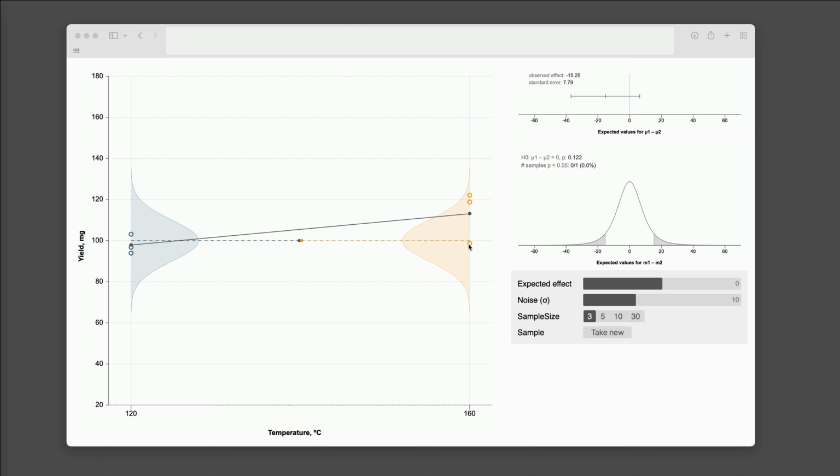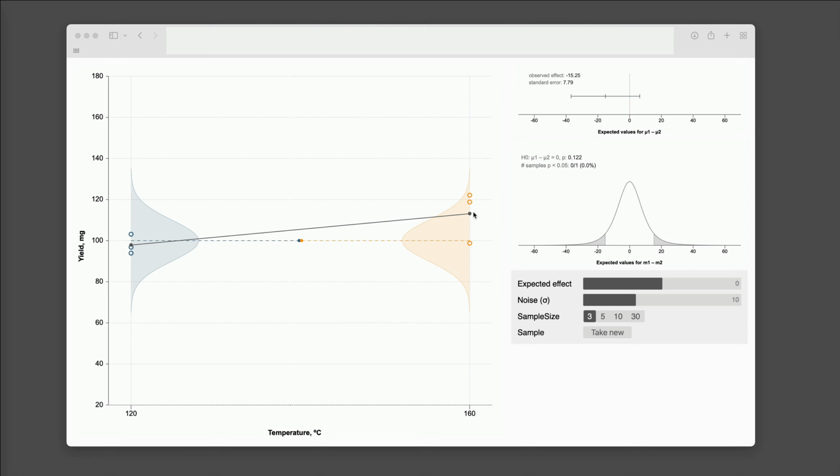Of course, when we run the process, we do not have exactly 100 milligrams. We always have a different value somewhere from this distribution and somewhere from this distribution, right? And the problem is that if you run this process a limited amount of times, in my case, you can see I ran this process at 120 degrees 3 times, so I have 3 different outcomes. This is my sample 1. And then I ran this process also 3 times at 160 degrees. This is my sample 2, so you can see also 3 different outcomes.